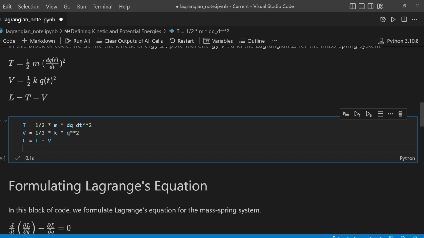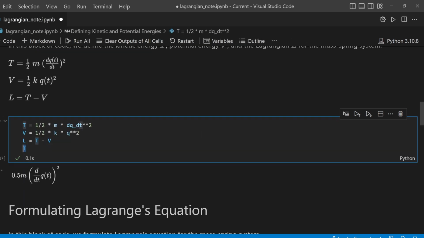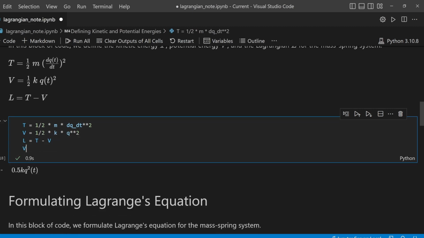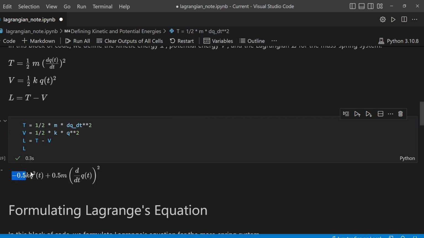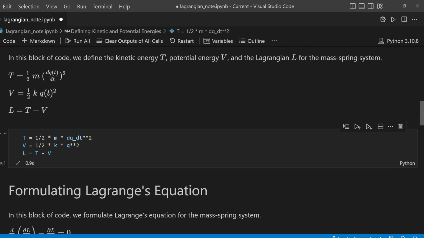So let me do it here. We print out T. Here's our T, our kinetic energy, and here is our potential energy. Then we define the Lagrangian with L equal to T minus V. Again, if I want to print this, you'll see that here is our Lagrangian. Okay, here we run that. We define our Lagrangian.